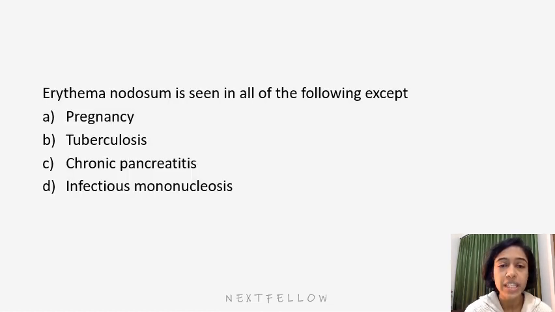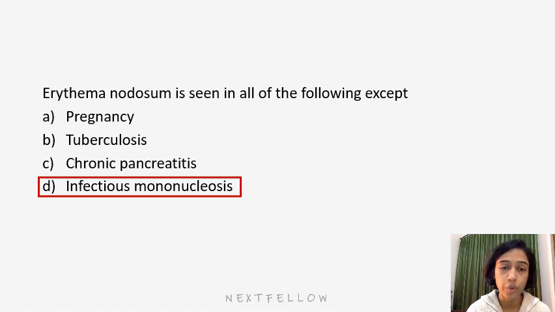Erythema nodosum is seen in all of the following except pregnancy, tuberculosis, chronic pancreatitis, and infectious mononucleosis. So the answer here is infectious mononucleosis. Okay, all the others are conditions where you can see EN, erythema nodosum.